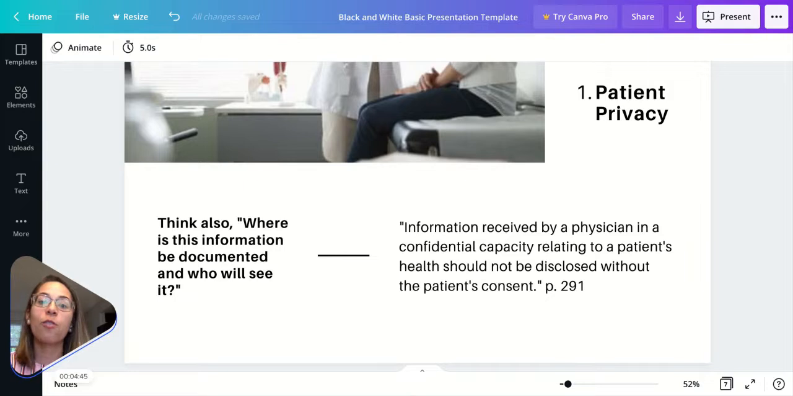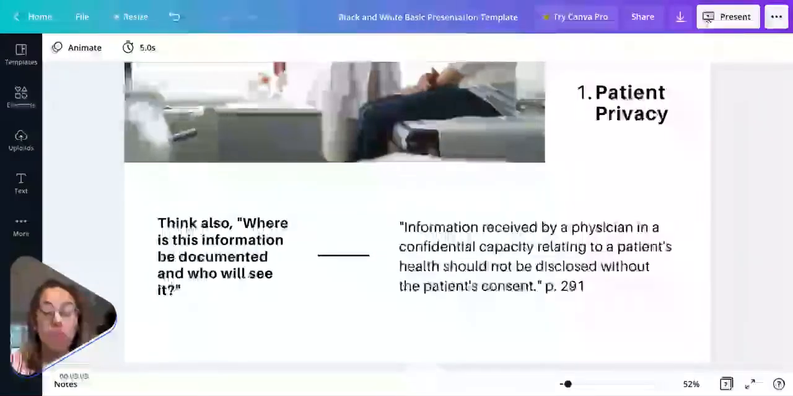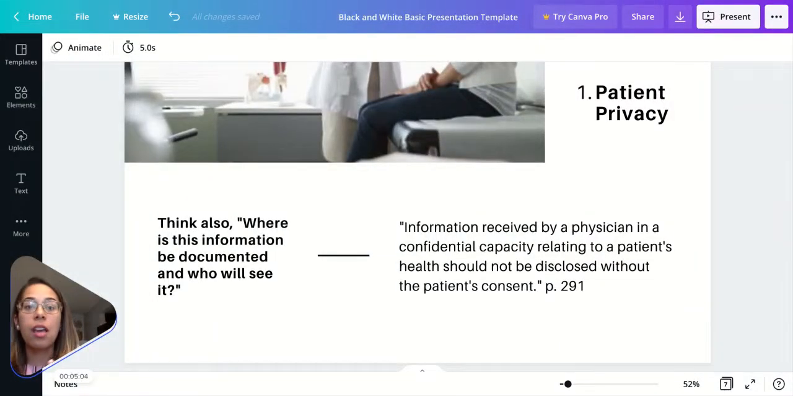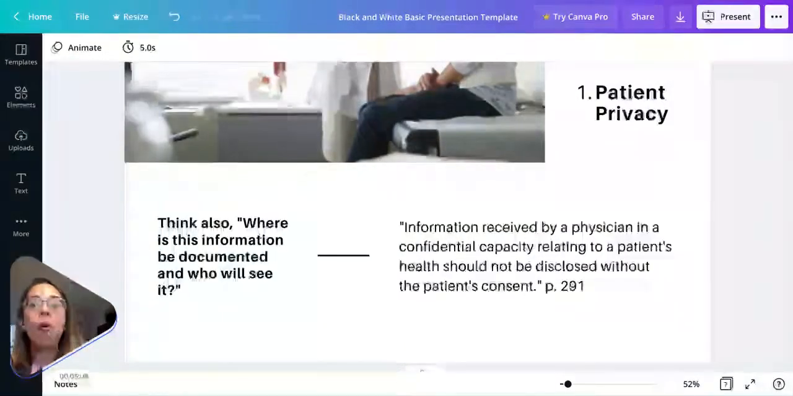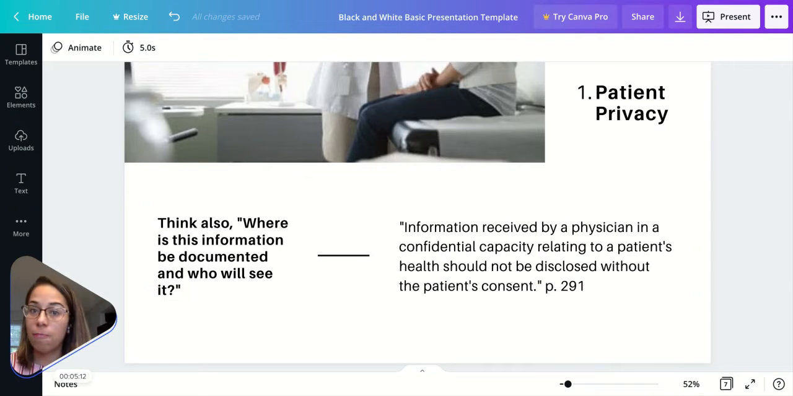It's a confidential situation. But what we forget sometimes is how that information can be documented and how we're documenting the engagement or encounter we're having with patients. So think about not just the conversation piece or the discourse that you're having with patients verbally, but also when you're documenting, think about where this information is going to be documented and who else can see it.